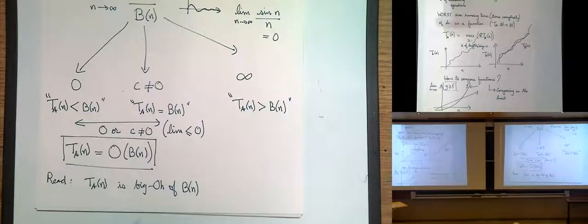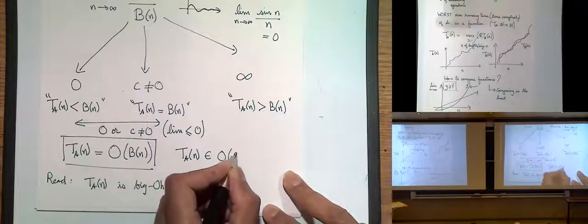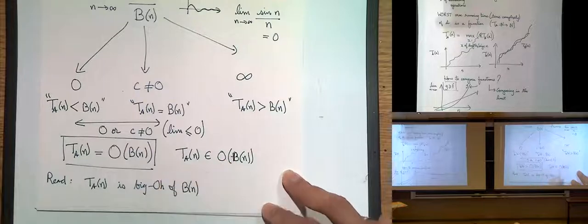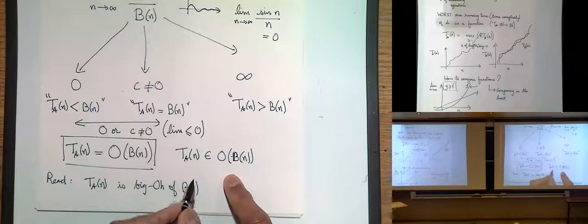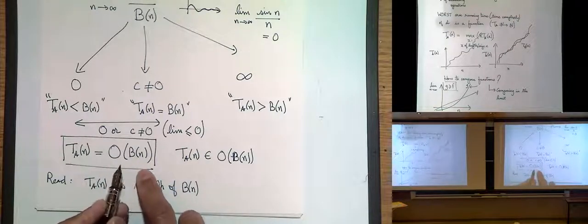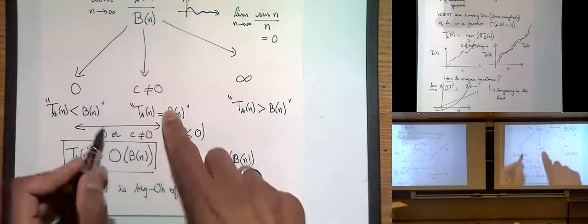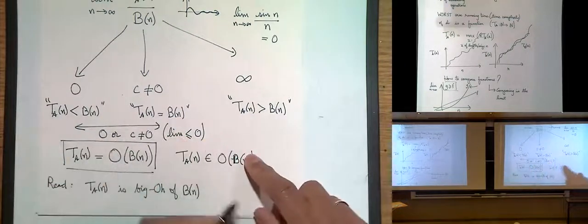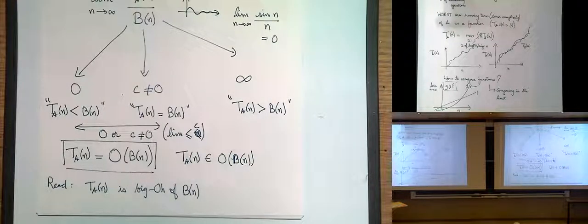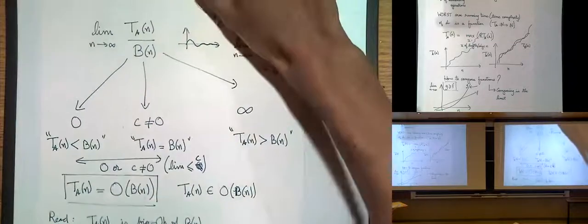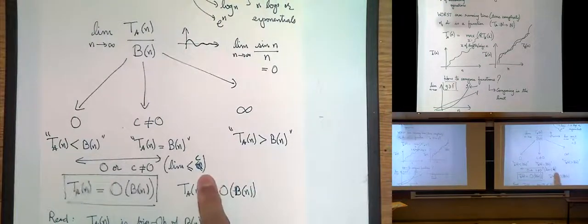This is now standard. This is the way people write it. Although before this was considered improper, technically what was written was T_A of n is an element in the set O of Bn. But nobody writes this anymore. Because technically, O of Bn is actually a set of functions. It is the set of functions T_A of n such that the limit of T_A of n divided by Bn is at most a constant.